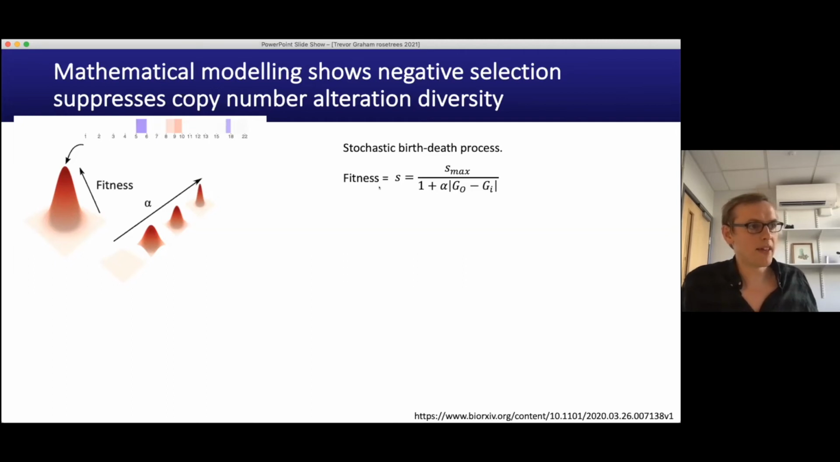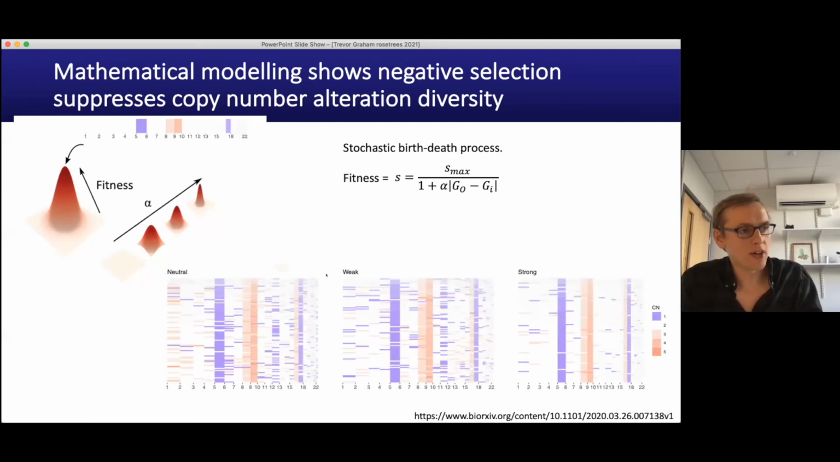And so we can simulate this model as a stochastic birth-death process, and we define fitness by this value S, which is inversely proportional to the distance of the observed genotype of a cell to this proposed optimum, with some constants to make the whole thing scale nicely. So if we simulate that, we can turn up the strength of selection from left to right here in these heat maps and ask how diverse do we expect cells to be within our population. So here, each row in the heat map is the genotype of a single cell in our population.